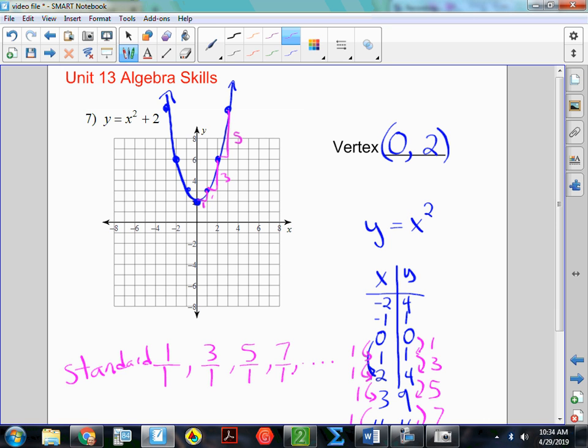What we'll see with the rest of these graphs is that I can either use that standard graph each time, or I have to pay attention to a steeper graph, which we call a vertical stretch.